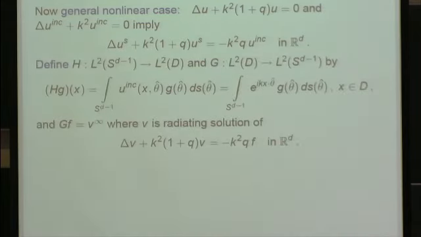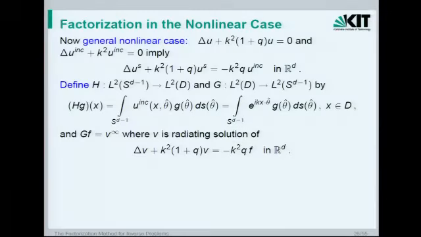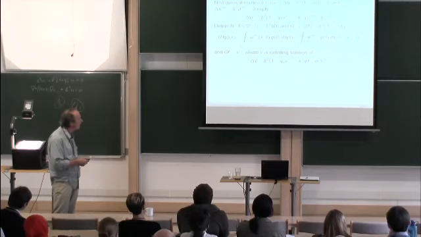Okay. Now we define our operator H just as before. This is the operator H. H goes from L2 on the sphere into L2 on the region. So here my X is in the region D. So that is the operator H. Then, as I said, H star would be just inverting integration and taking the minus sign there, and evaluating this on the sphere.